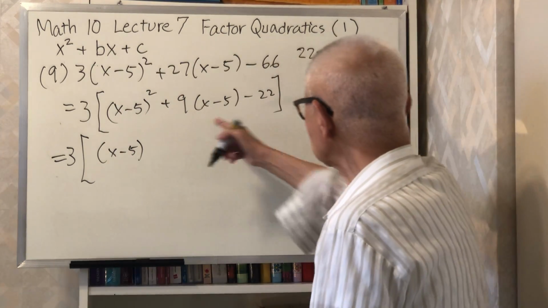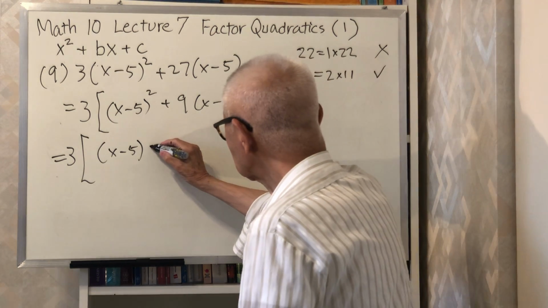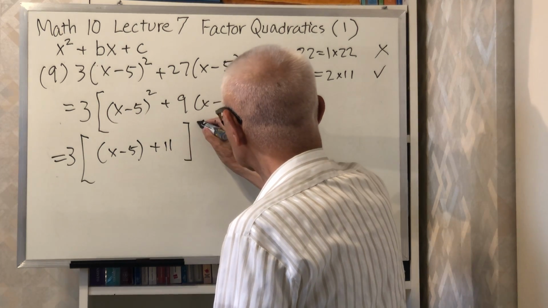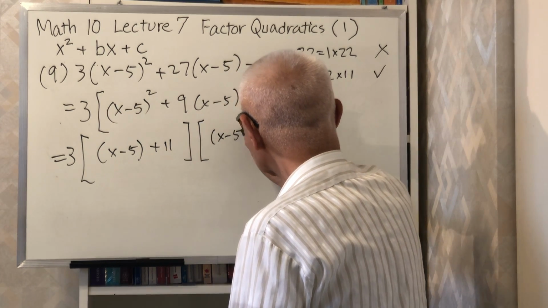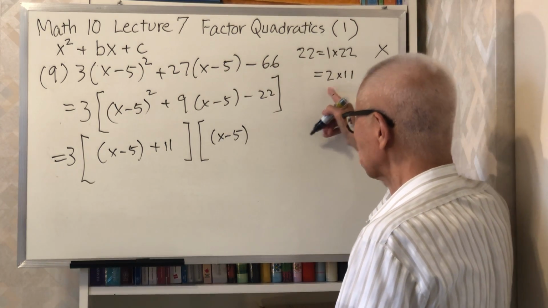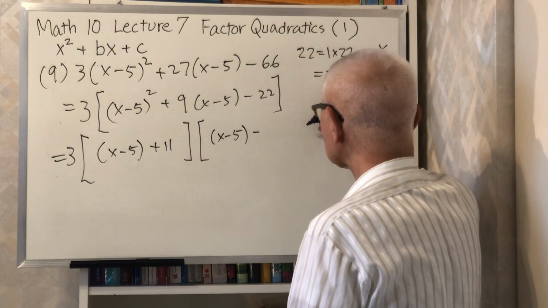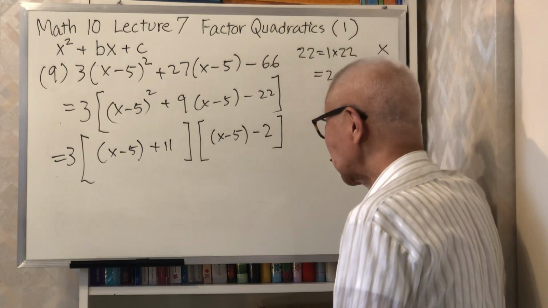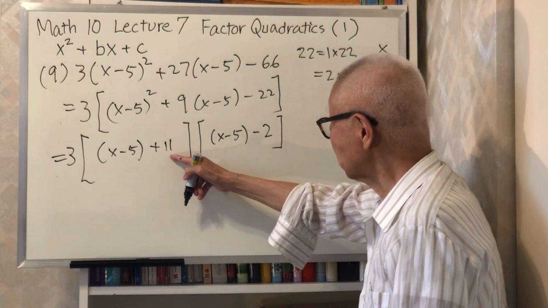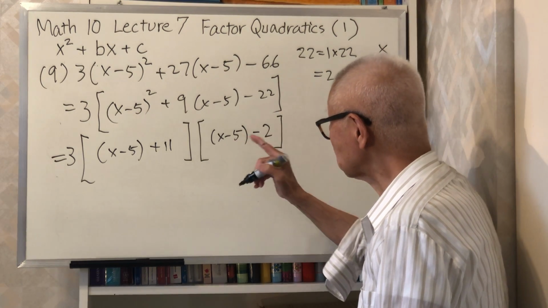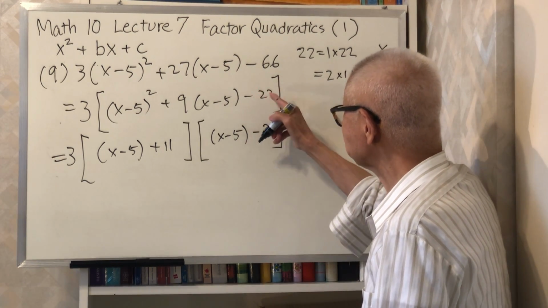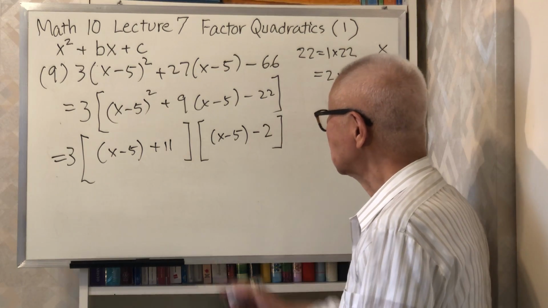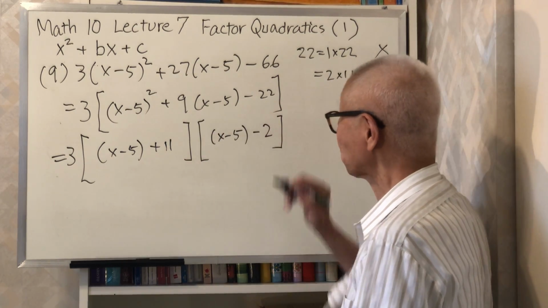So I want plus 9. So 11 must be plus. And the 2 must be positive. 2, oh no, 2 is negative. Okay, let's double check. Positive 11 times negative 2, you get negative 22 here. Positive 11 and negative 2, you put them together, you get plus 9. So this is right.